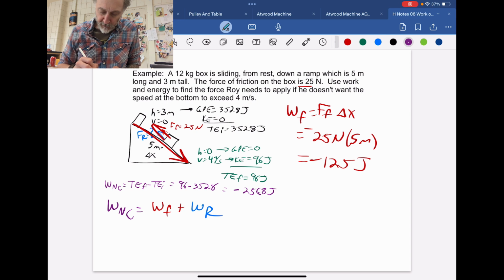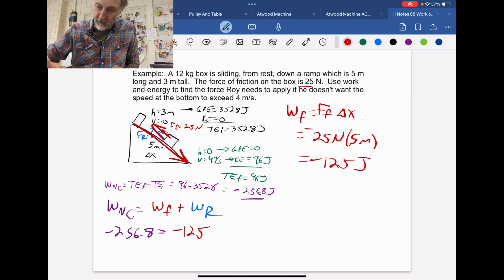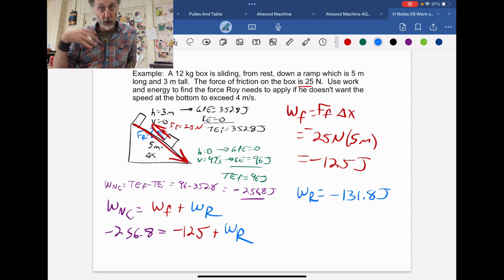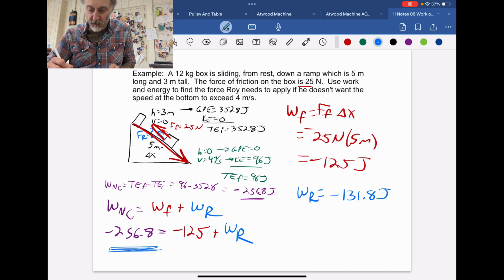Cool? So now I can figure out how much work Roy does. The work of non-conservative forces is negative 256.8. That's equal to the work of friction plus the work of Roy. So now I can add 125 to both sides to find out that the work of Roy is negative 131.8 joules, right? So friction took away some of the energy. Roy has to take away the rest of the energy to make sure we lose that 256 that we were trying to lose. And so now I do work equals force times distance. Work of Roy is force of Roy times displacement.